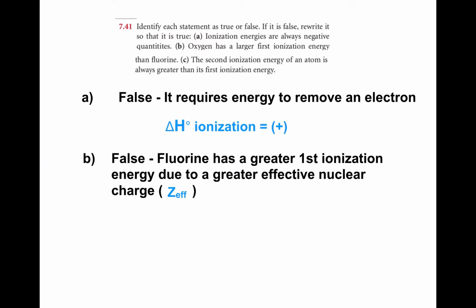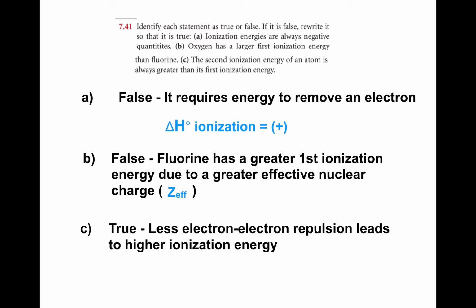C, the second ionization energy of an atom is always greater than the first. True. You get less electron repulsion as you take electrons out of a cloud, and it gets harder and harder to take electrons out.